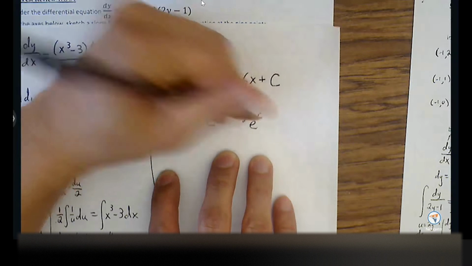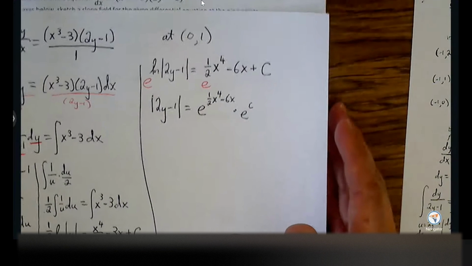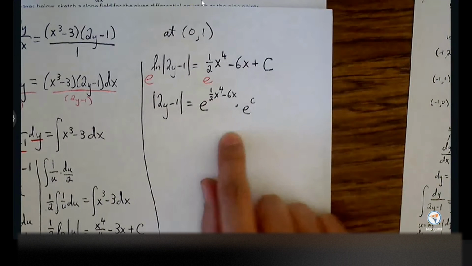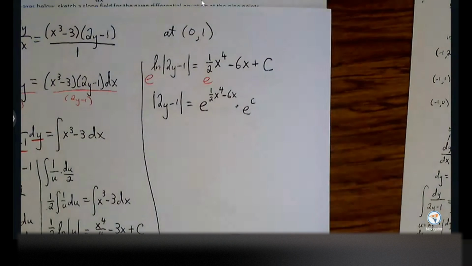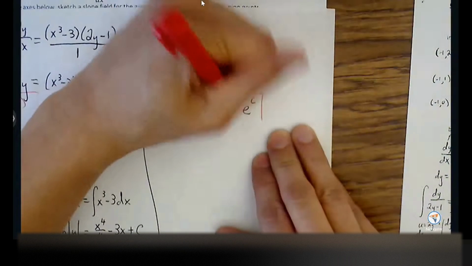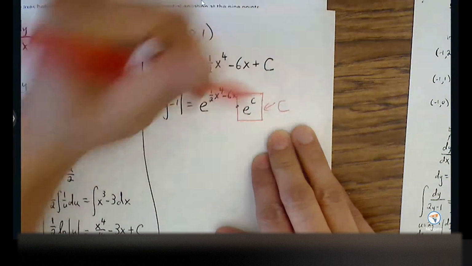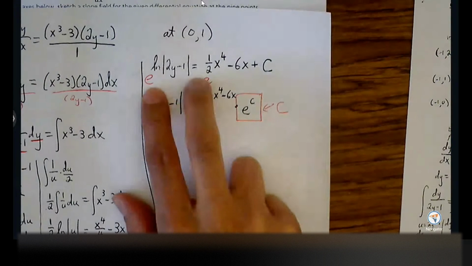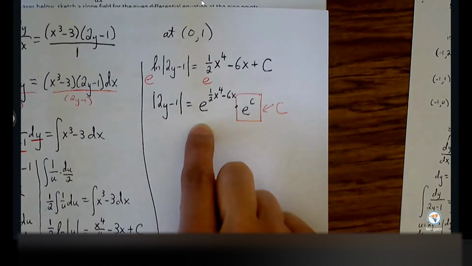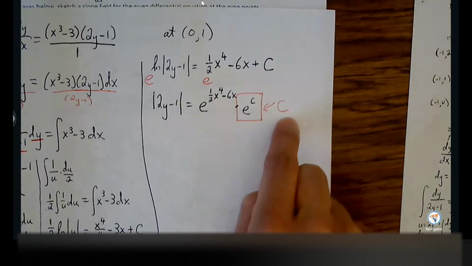Times e to the c. Okay, Bailey, do you know what happens with that e to the c there? C. Yeah. And we can push that c out in front, drop the absolute value, and let that plus or minus get sucked into that c as well.